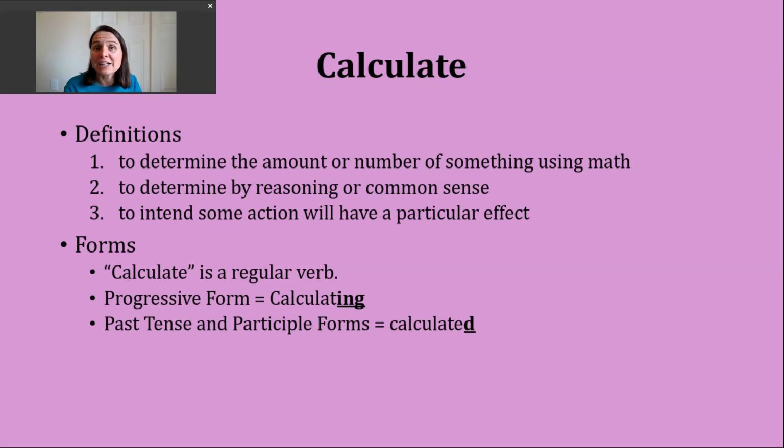A second way you might hear calculate used is to mean to determine by reasoning or by common sense. An example of this might be if you come home and you maybe hear a TV on, see something out on the table you don't remember, you might calculate that someone else is home. Maybe a spouse came home early from work or a child's bus was early. You are determining through reasoning that there must be someone else in your house.